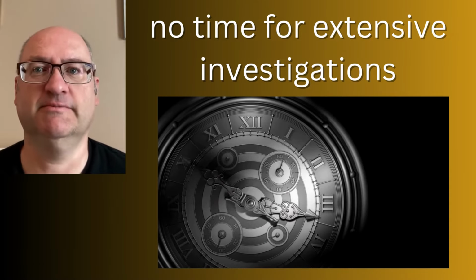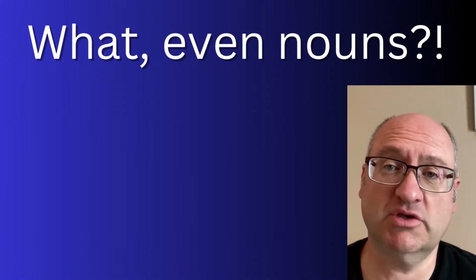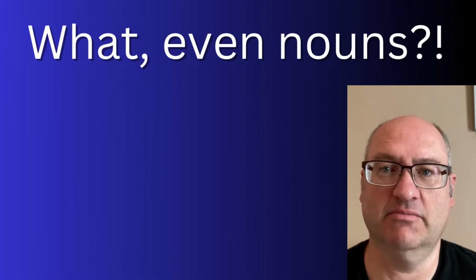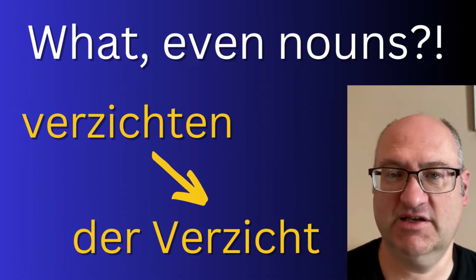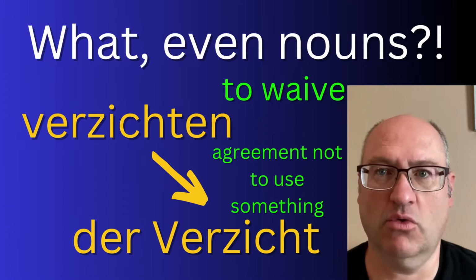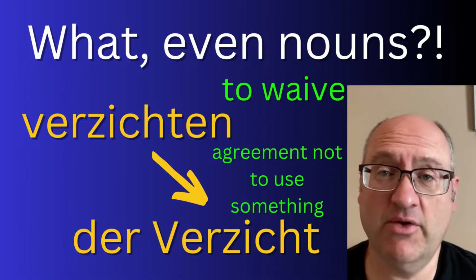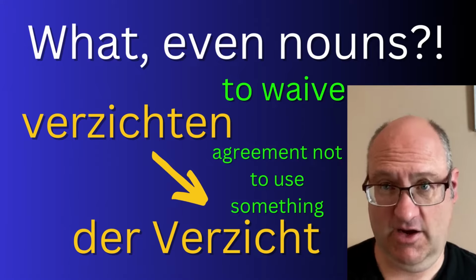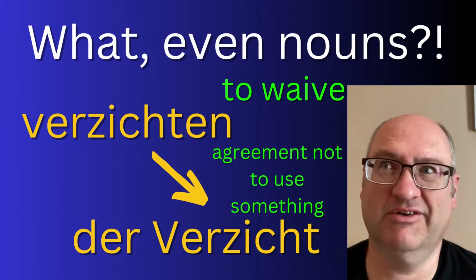on the basics. The prefix ver is also very common with German nouns. Usually these are noun versions of verbs, such as the combination of verzichten und der Verzicht. Verzichten means to waive. Der Verzicht is a waiver or an agreement not to use something. So if you see a noun that starts with ver, you can almost bet on it that this is actually a noun version of a verb, if you can call them that.